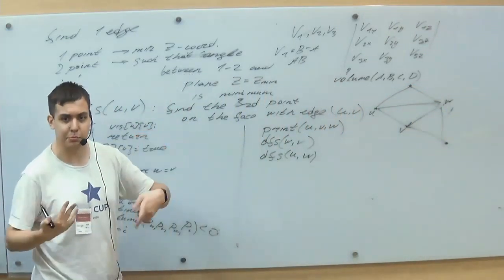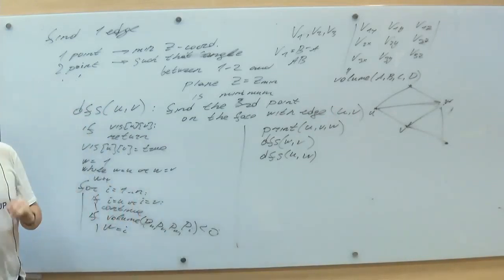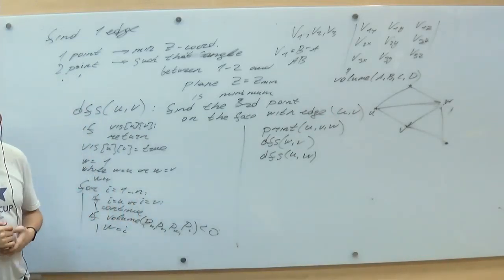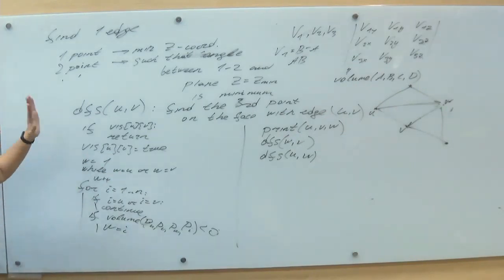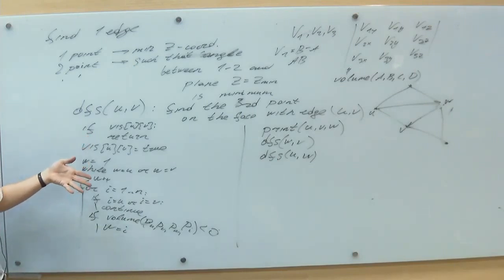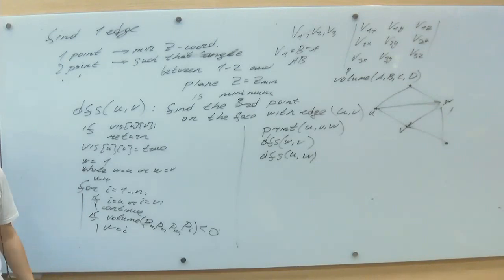And thus we will explore all possible faces of our convex hull. So that's a pretty simple algorithm. The first part is the hardest part. Like finding any edge of the convex hull can be hard.